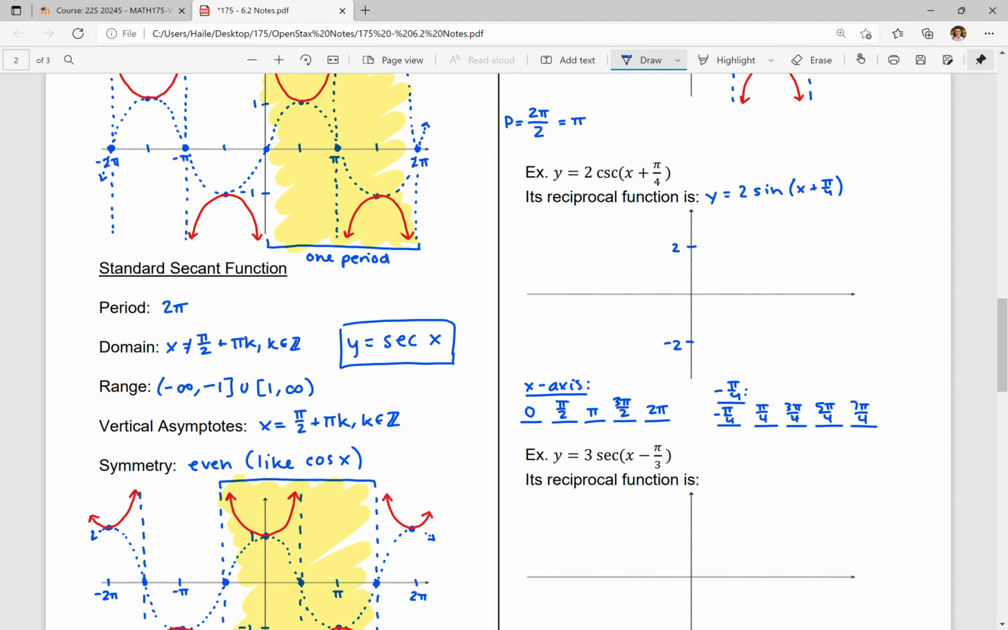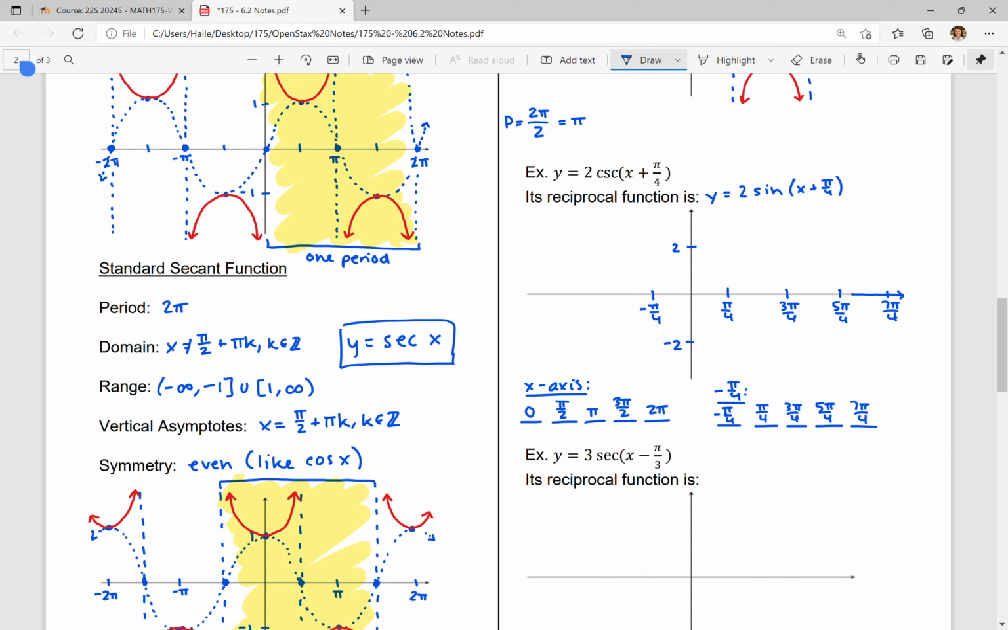And then I can now label my x-axis. So I'm going to put a tick mark at minus pi over 4, pi over 4, 3 pi over 4, 5 pi over 4, and after extending this a little bit, 7 pi over 4.